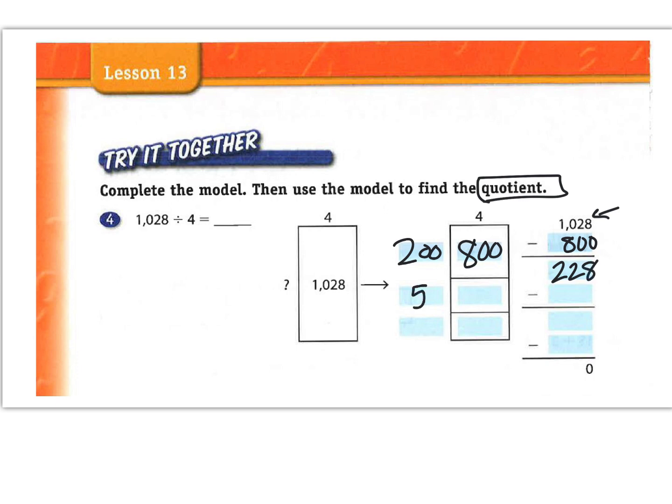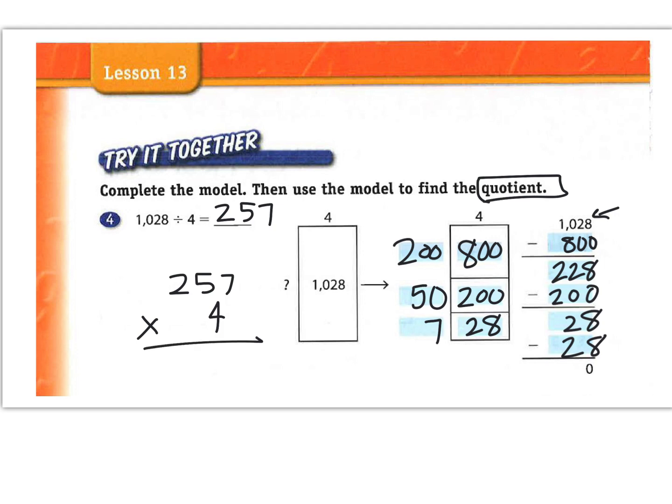Then we can do times 50. 4 times 50 is 200. So we can subtract the 200 to get 28. And then 4 goes into 28 7 times because 4 times 7 is 28. So if we subtract that, we get 0. So now we have to add these. We get 257, and let's just double check our answer. 257 times 4. So 4 times 7 is 28. Carry the 2. 5 times 4 is 20, plus 2 is 22. 4 times 2 is 8, plus 2 is 10. 1,028. So that means that 257 is correct because we checked it by doing a fact family.